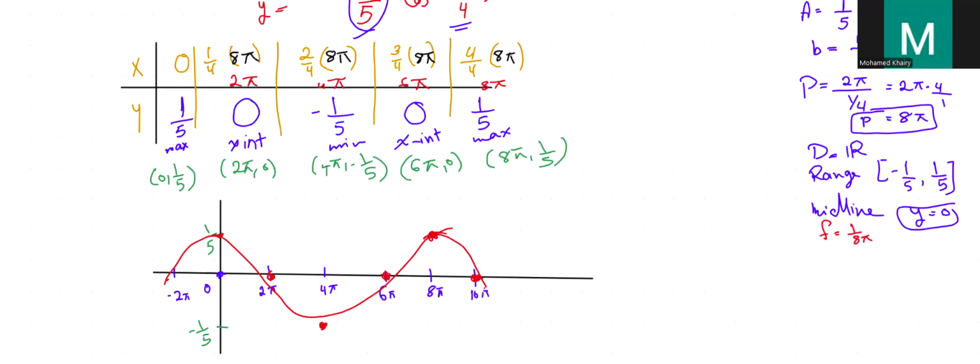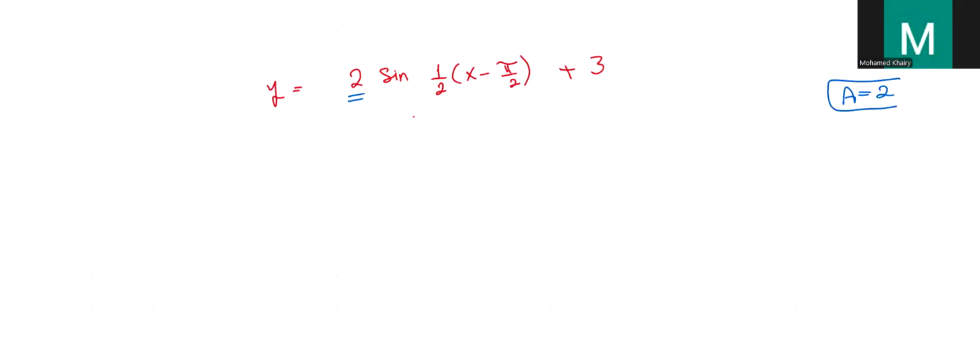Now let's add some transformations. Something like y equals, let's say, 2 sine of 1 over 2 x minus pi over 2, plus let's say 3. So if I ask you what is the amplitude, here it is 2. Period, it's the coefficient. Pay attention, always the coefficient of x is supposed to be 1.